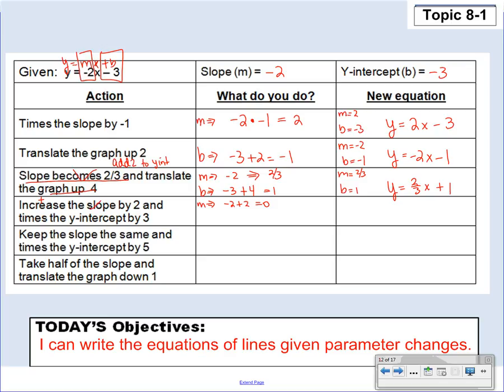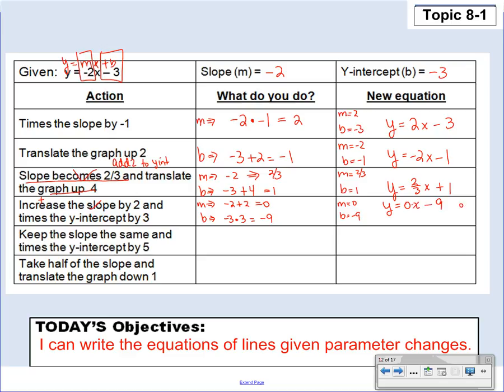Our y-intercept, we're going to multiply it by 3. So our original y-intercept was negative 3. We're now going to multiply it by 3. So negative 3 times 3 is a negative 9. Our slope is 0. Our y-intercept is -9. So our equation is y equals 0 times x minus 9.